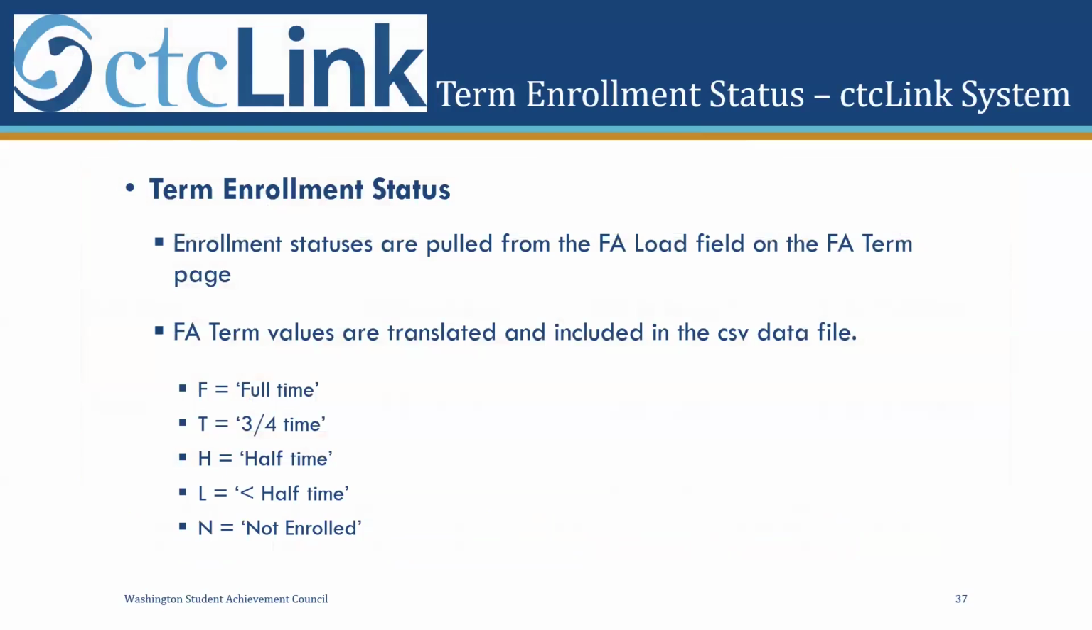And within ctcLink, the enrollment statuses are pulled from the FA load field on the FA term page, and the FA term values are translated and included in the CSV data file. And you can see those values listed here on the presentation.